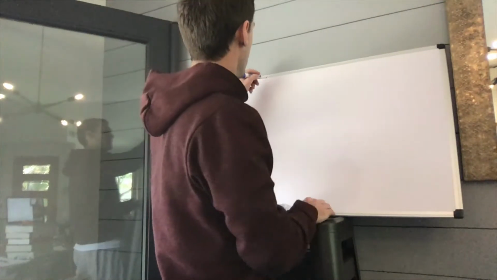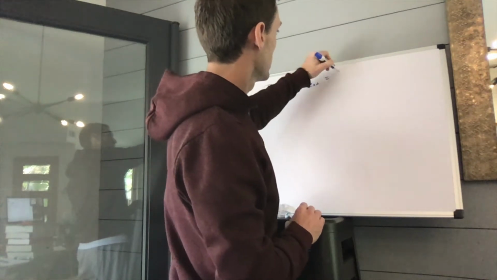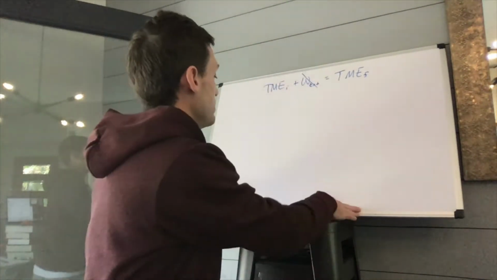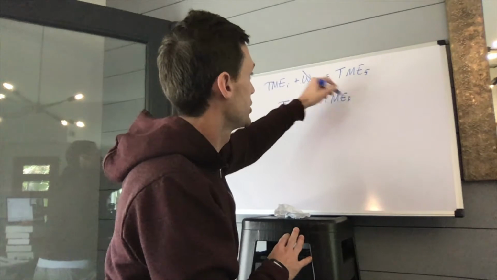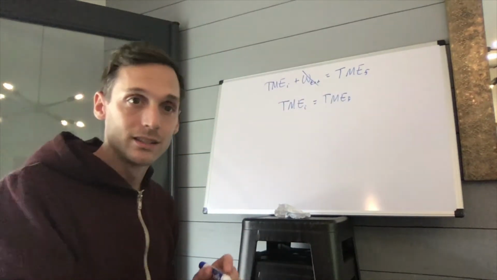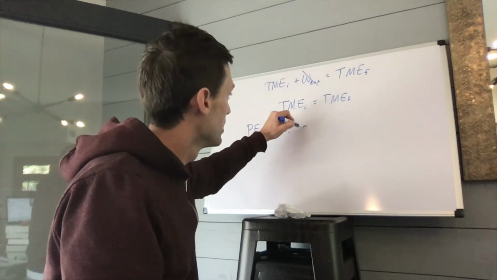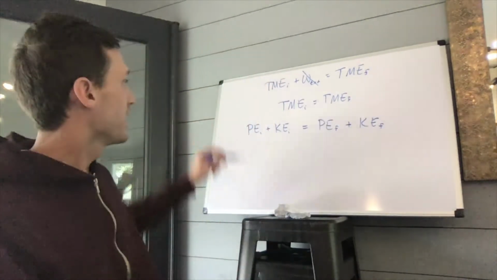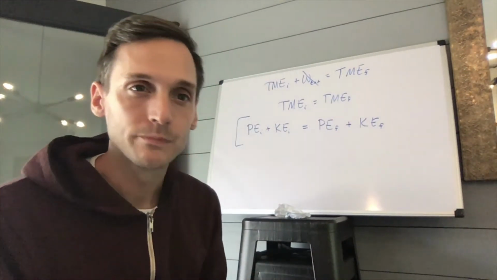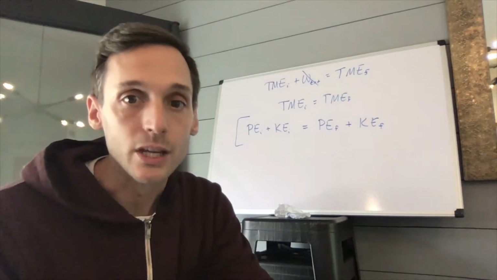And so if we have the total mechanical energy initial plus the work equals the total mechanical energy final, if this value is 0, it simply becomes the total mechanical energy initial equals the total mechanical energy final. If we expand that a little bit, then we can just say the potential energy initial plus kinetic energy initial must be equal to the potential energy final plus the kinetic energy final. And this is our new equation that will eliminate work. And it's just the total mechanical energies initially and finally being equal to each other.